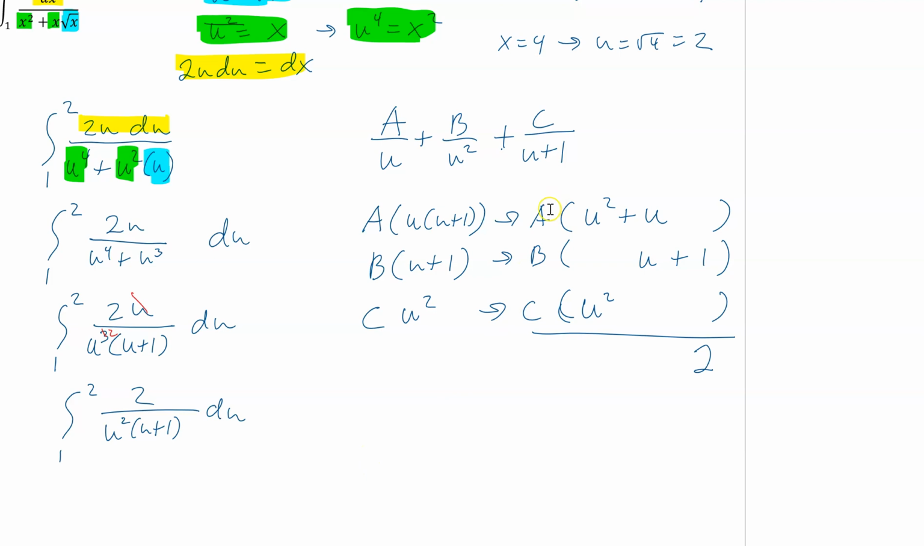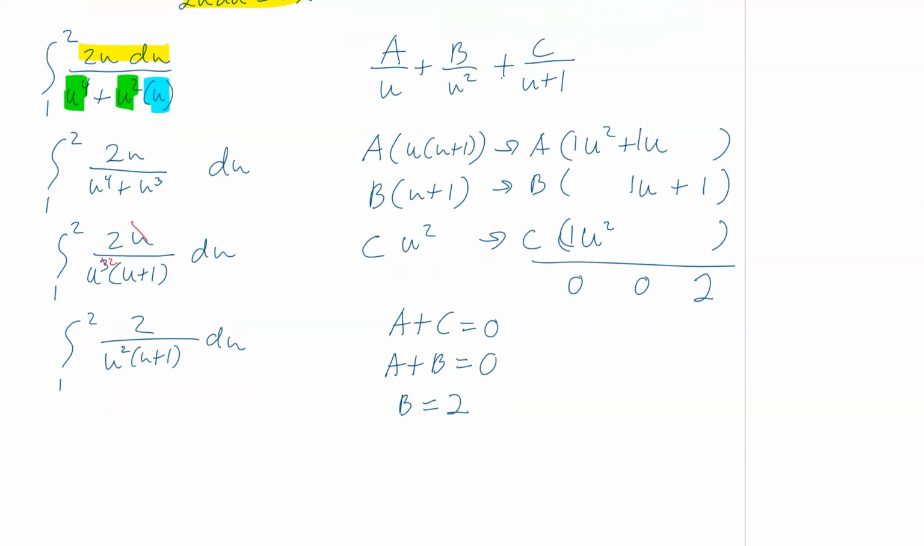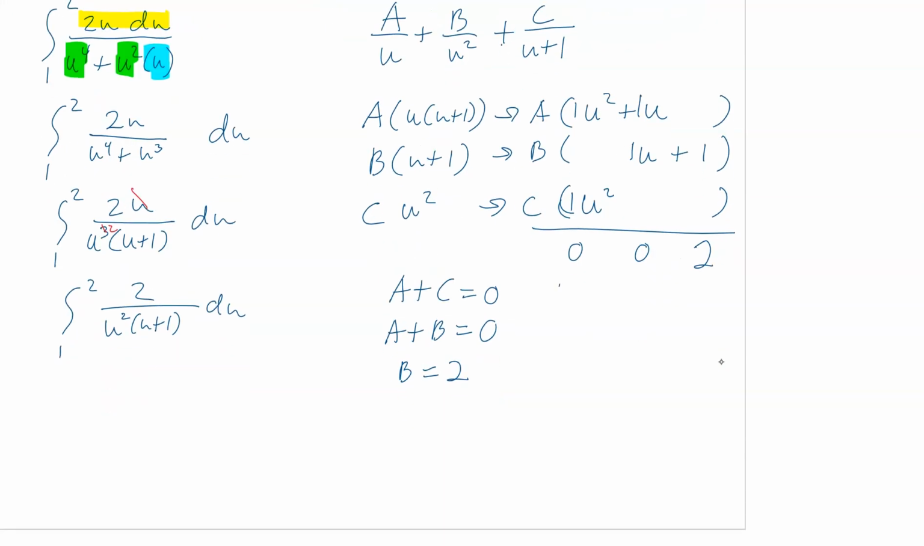Okay, so remember this is 1 and 1, and that makes 0. This is 1 and 1 and 0. So that means a plus c is equal to 0, and a plus b is equal to 0, and the last one is just b is equal to 2. So this looks like a nice quick substitution here. So b is 2.